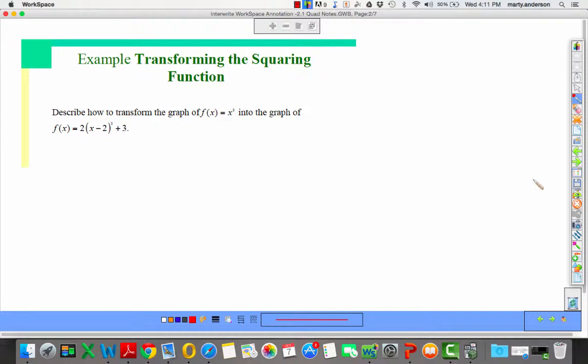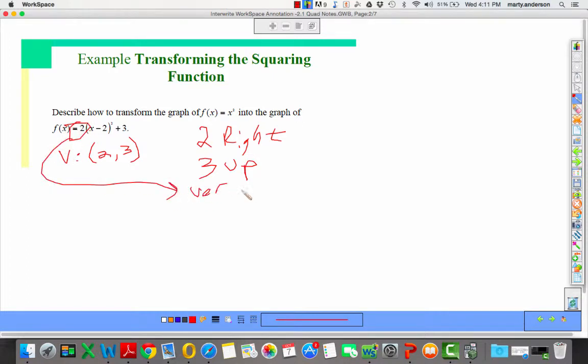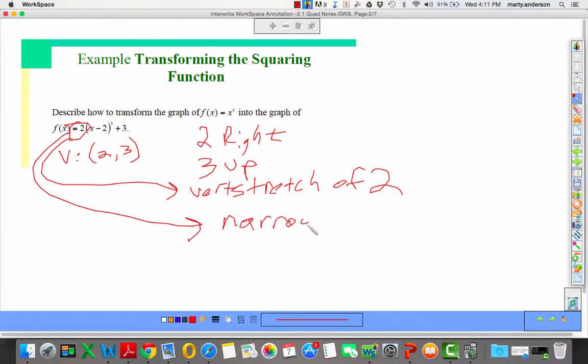Describe how to transform the graph of f of x equals x squared into the graph of f of x equals 2 times x minus 2 squared plus 3. So my vertex is at h and k, which would be at 2, 3, which means we have 2 right, and we got 3 up. And then my 2 out here would be a vertical stretch of factor of 2. And remember, we said we could just call that much narrower, and we could see that on the graph. Main thing here, 2 right, 3 up, opening up, factor of 2.